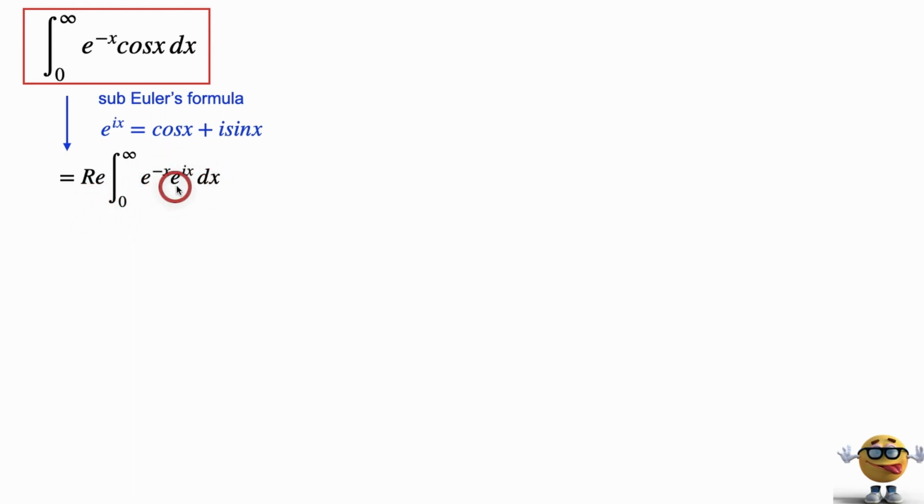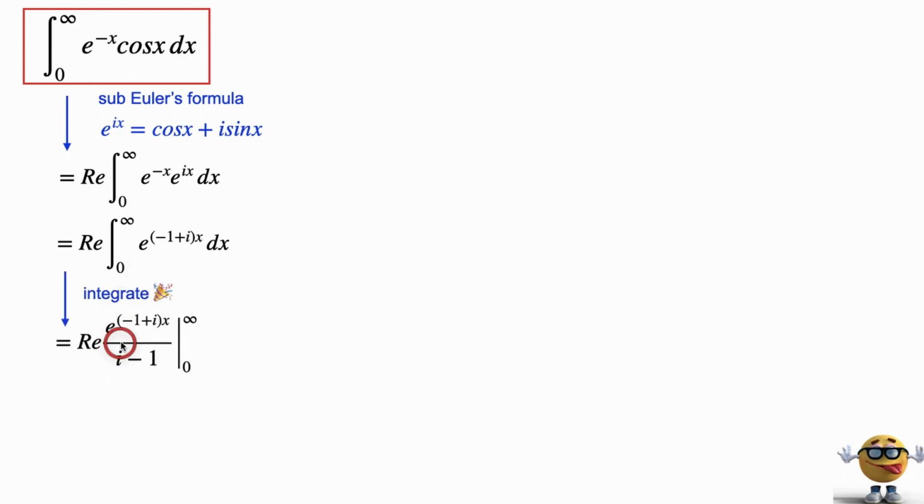And this is pretty sweet because we can merge these together and add the exponents. And now we've created a super easy integral. So if we integrate this, we get the real part of e to the negative 1 plus ix divided by i minus 1 from 0 to infinity. We just now need to extract the real part out of this and evaluate it from 0 to infinity. So we're going to sub back Euler's formula and evaluate it.